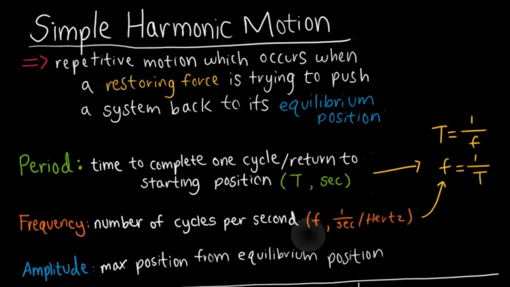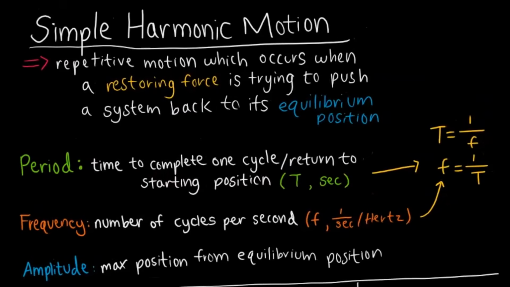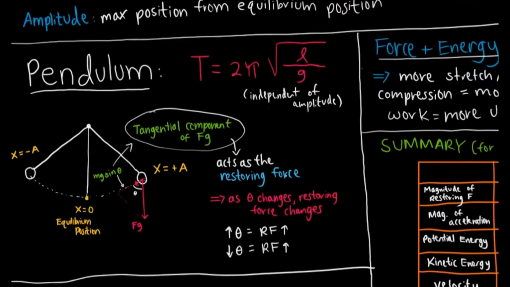A couple key vocab terms that you're going to need to know for this unit is period. That's the time it takes to complete one full cycle and pretty much return back to its starting position after it oscillates. Then you have frequency, and that's sort of like the inverse of that. That's just the number of cycles per second. So you can see the equation T equals 1 over frequency. And then you have amplitude, right? That's just the maximum position from the equilibrium position that your block or your pendulum reaches when it oscillates.